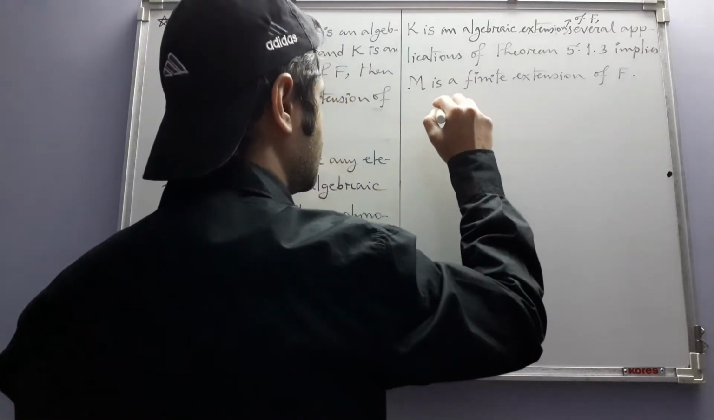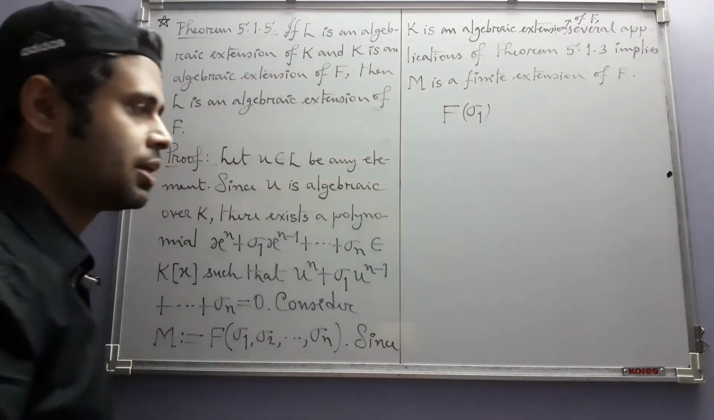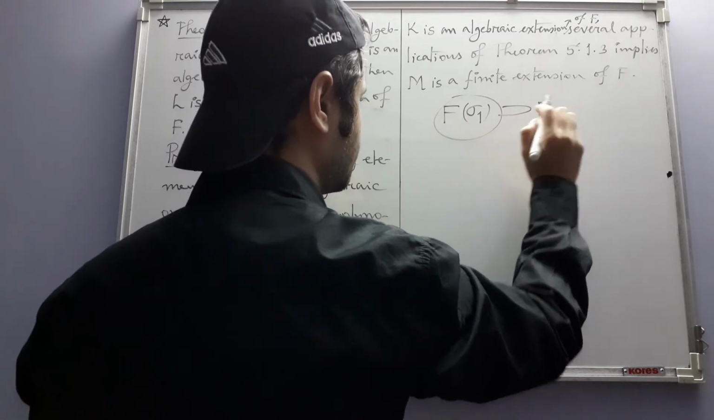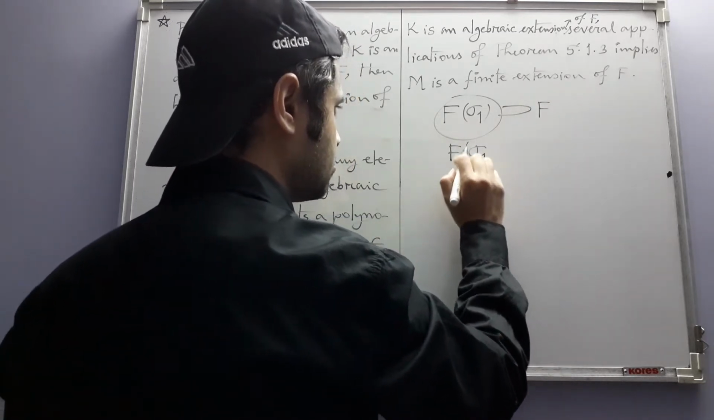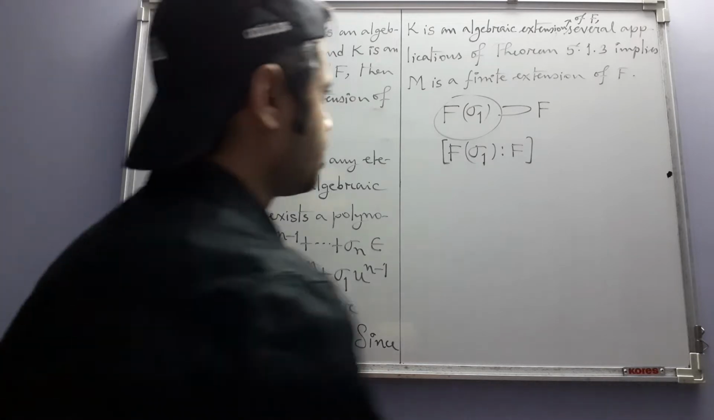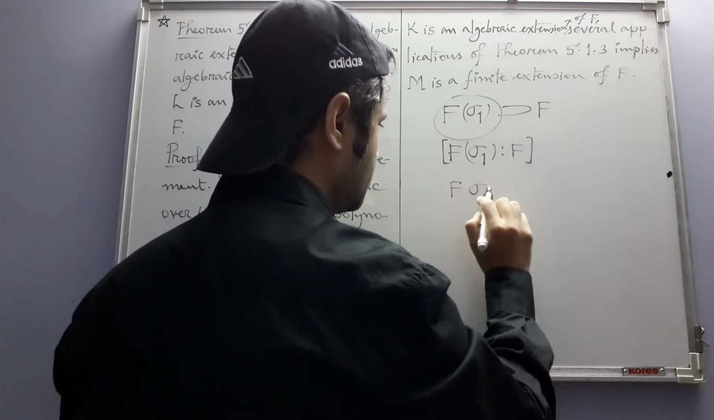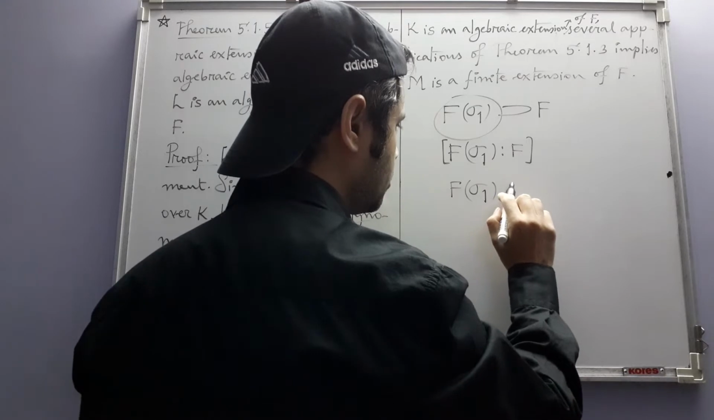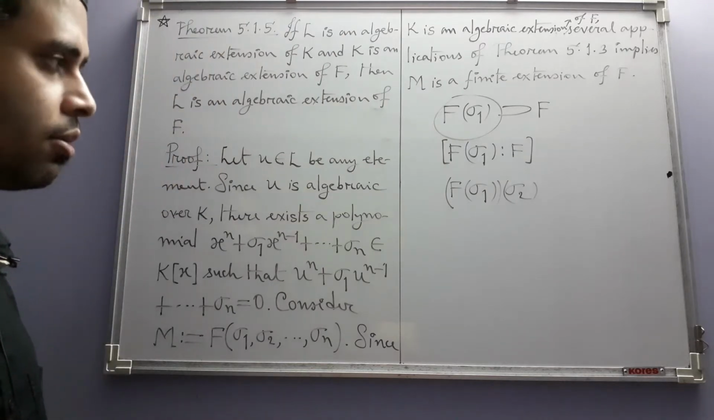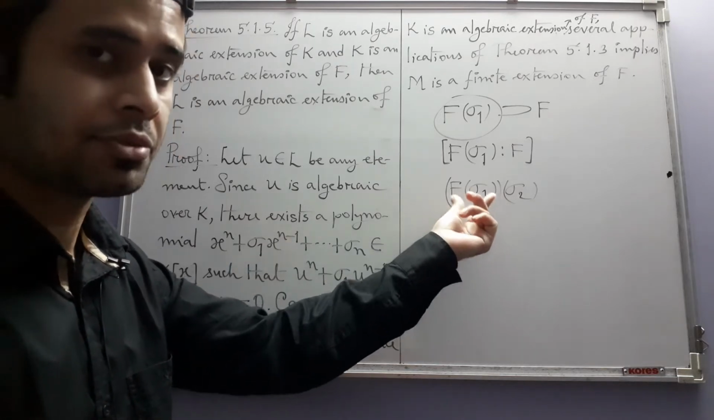So to start the process, it means what? If we adjoin sigma 1 to F, then this theorem says that this is a finite extension of F. This degree is finite. Now we again apply theorem 5.13 and conclude that this is a finite extension of this field F(sigma 1).